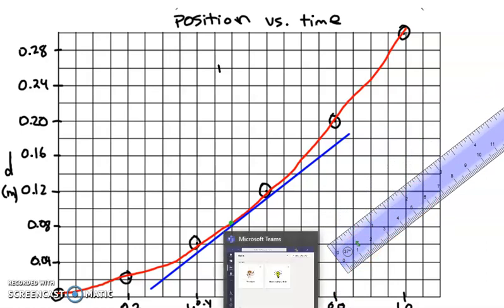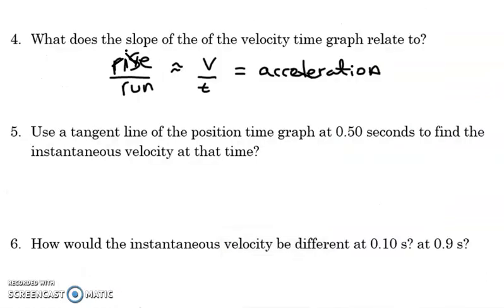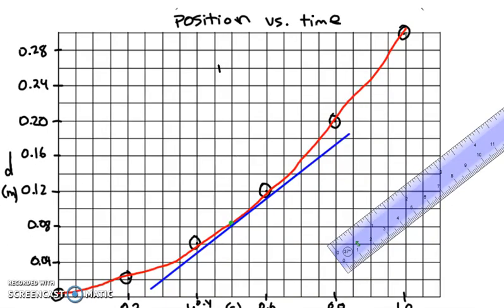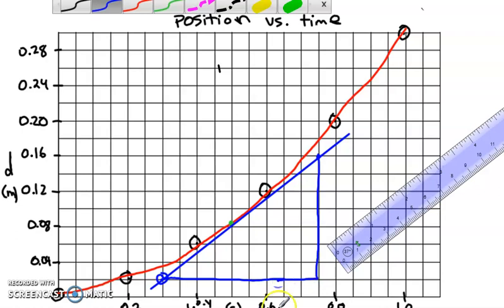Now, using said tangent line to find the instantaneous velocity, well, velocity is the slope of displacement over time. And so we need to find the slope of this line. Taking a couple of key points, we'll use this one here. And well, this one here looks nice.